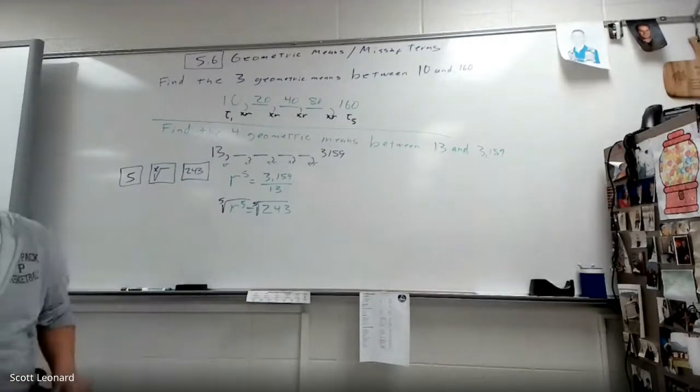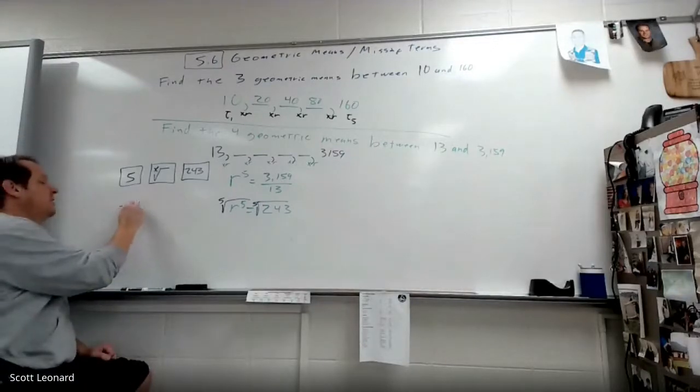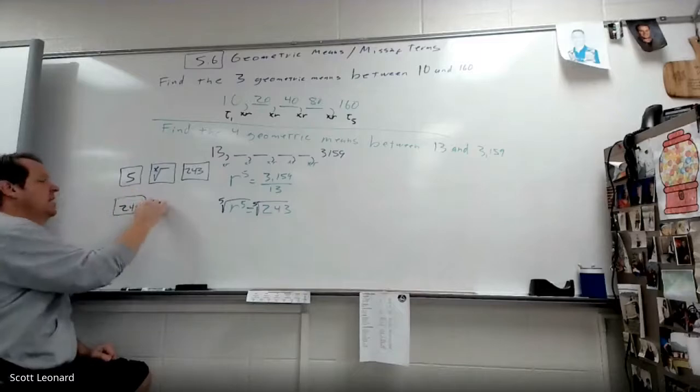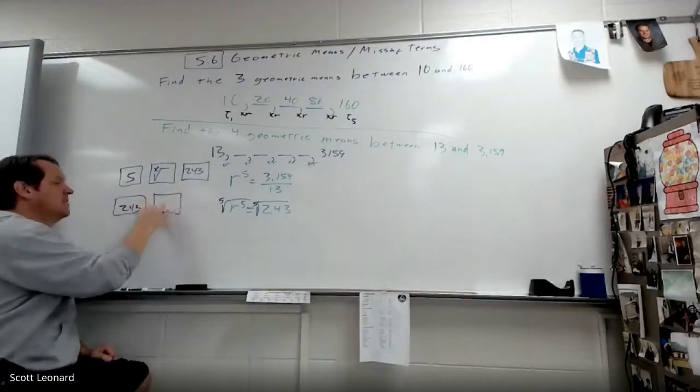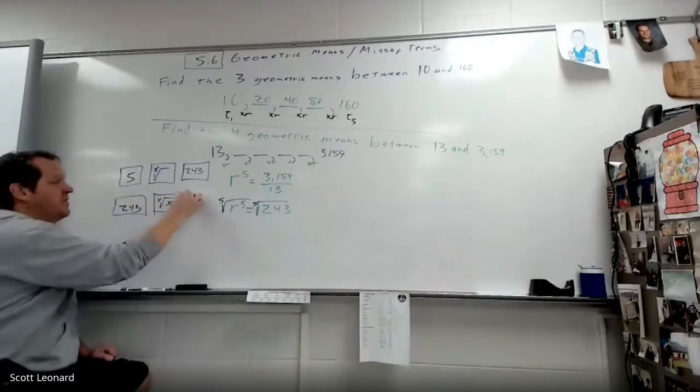If I'm on my iPhone or iPad, I'm going to type in 243 first. I'm going to hit the button that has a Y with an X. And then I'm going to type in the fifth root.